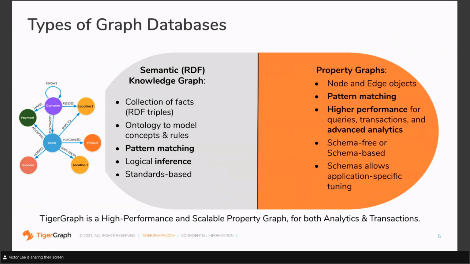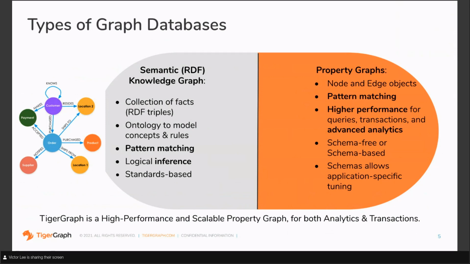So not so much logical inference, but more conventional database work, or and now we're getting into the AI. If you want to do machine learning type of advanced analytics, you're going to get higher performance on a property graph because of the way it's implemented, the way it's designed.